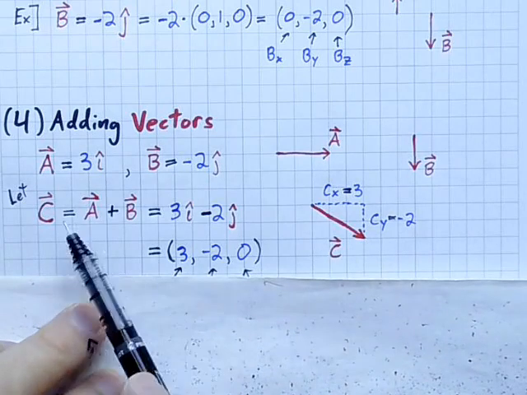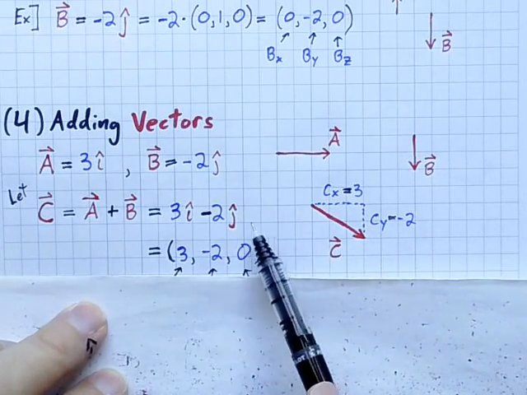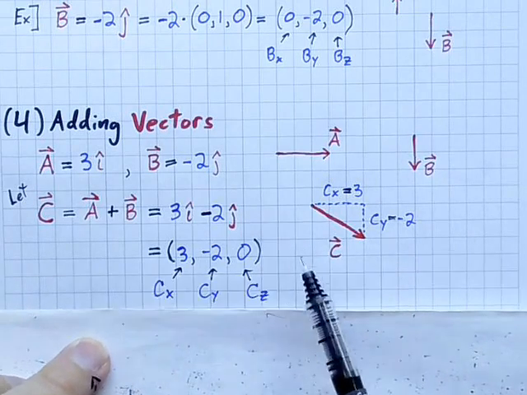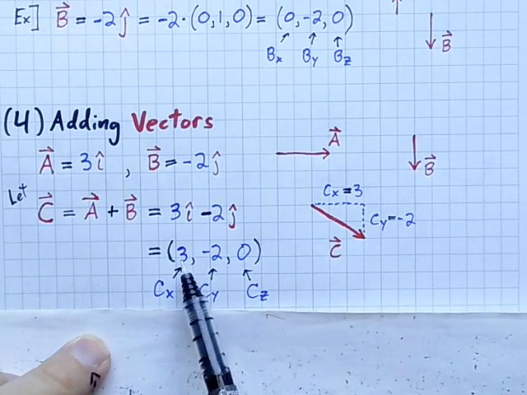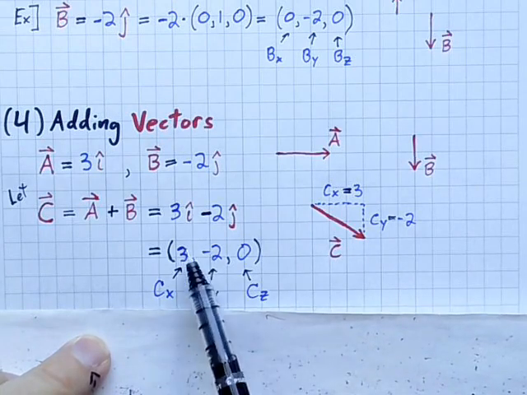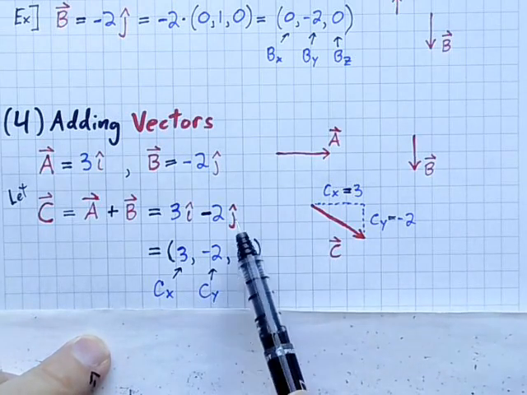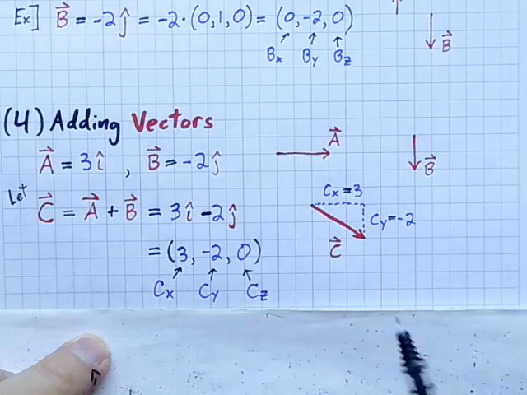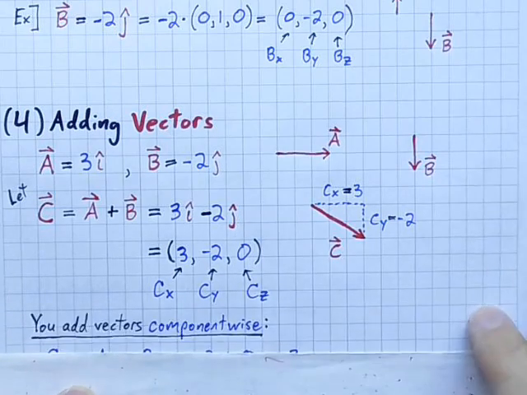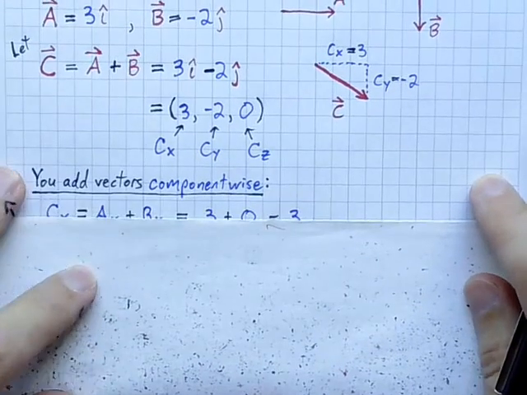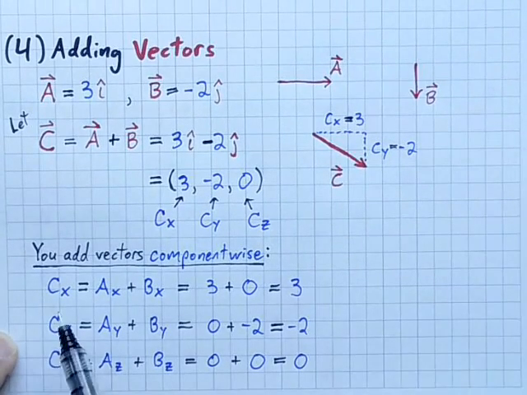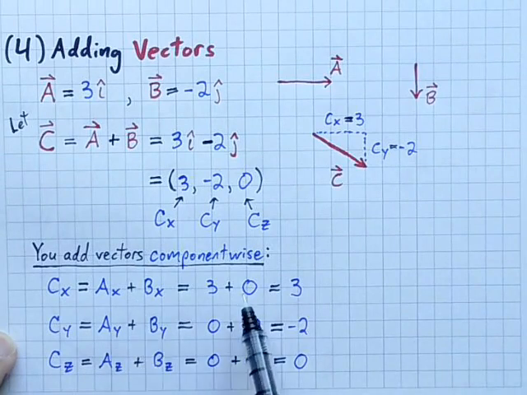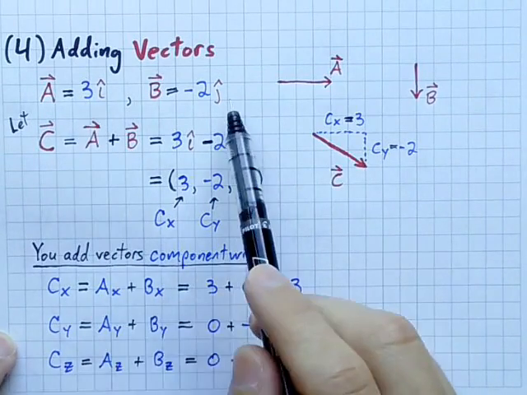So we see if C is 3i hat and -2j hat and no k hat component, then the components of C, Cx, Cy, and Cz are just 3 in the i hat direction, -2 in the j hat direction, and 0 in the k hat direction. What we've done is obtain the new vector by adding our original vectors component-wise. We get the x component of the new vector by adding the x components of the original vectors, 3 and 0.